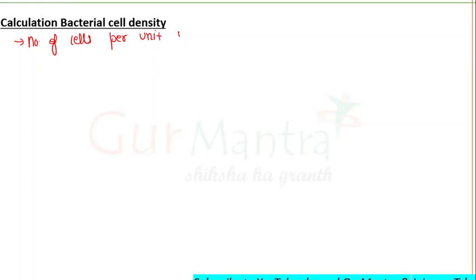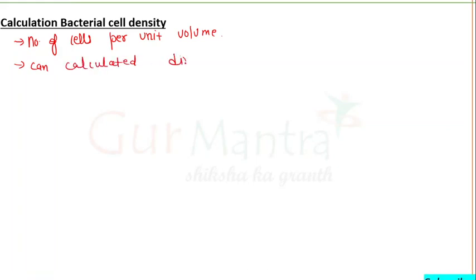How to calculate the bacterial cell density? Now what is cell density exactly? Let me first tell you about cell density. Number of cells per unit volume is known as cell density, like how many cells are present in 1 millimeter cube, 1 centimeter cube, etc. It can be calculated directly or indirectly.